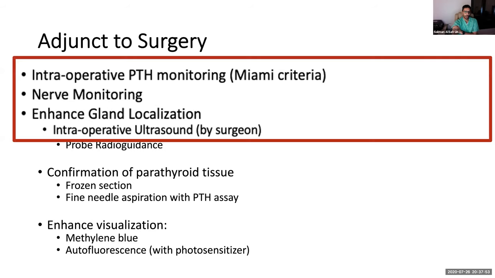For me, I use intraoperative PTH, and if you want to do parathyroid surgery, you should use intraoperative PTH monitoring, and I'll explain why in the next few slides. Nerve monitor is at your discretion, but if you can prevent one nerve injury using it, even though the literature has not supported it, I would still use it. And intraoperative ultrasound. I will go over how I would do the surgery at the end of this part of the lecture.